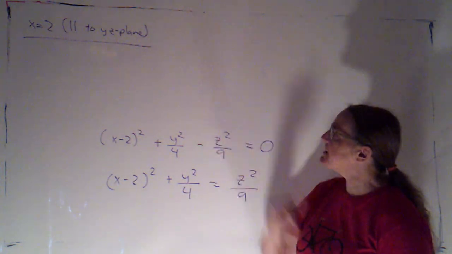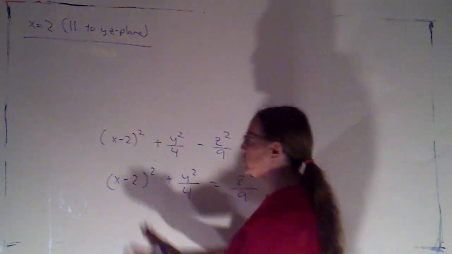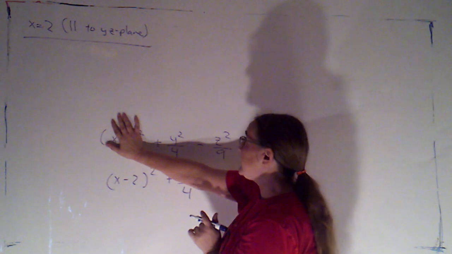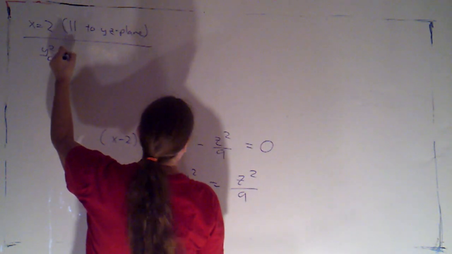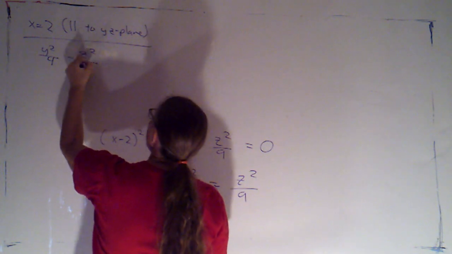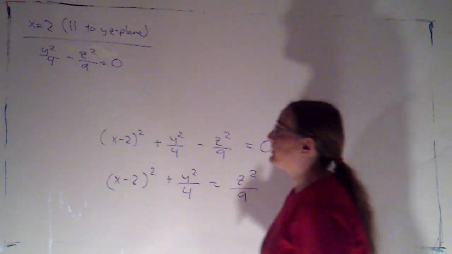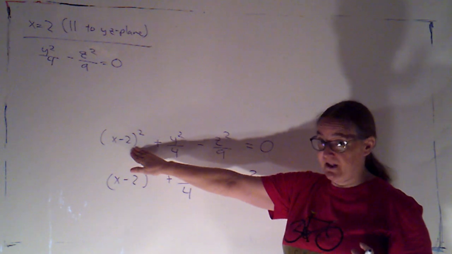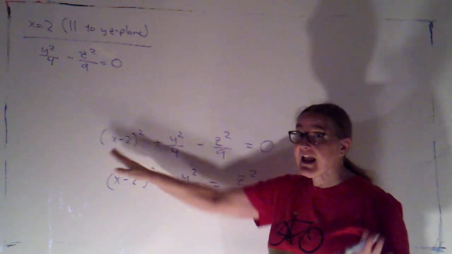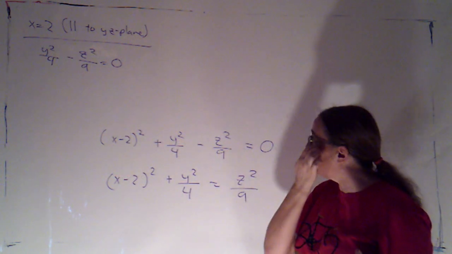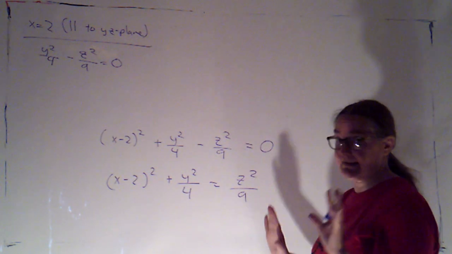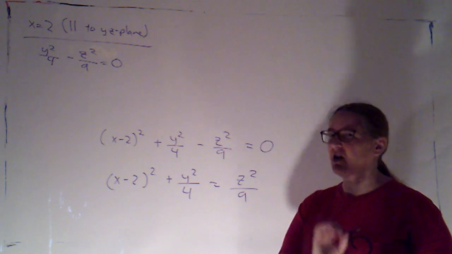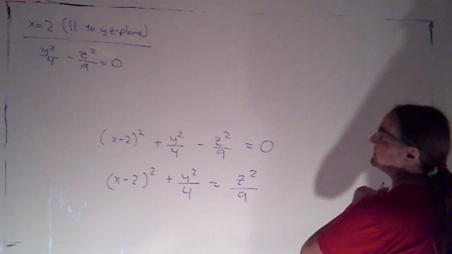Okay. Notice if I plug in x equals 2, that kills off this term, and I get y squared over 4 minus z squared over 9 equals 0. If I didn't plug in 2, if I actually looked in the coordinate plane, let's actually graph that as well, just so we can see what we get and talk a little bit about why it's not particularly useful.